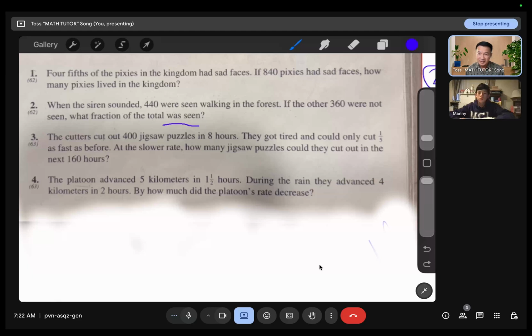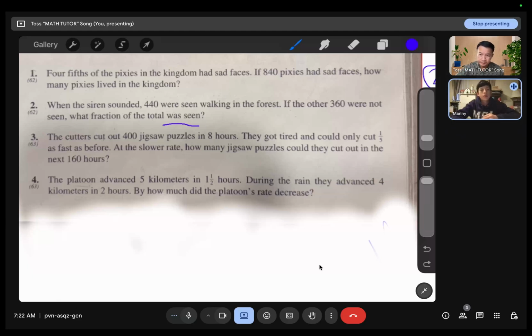What do you think? There's a rate going on for the first statement, right? And then there is a fraction going on in the second, which is not the rate, just the fraction. And then the last part of the question, now it's asking at the slower rate. Slower rate, what does that mean? How many jigsaw puzzles could they cut in the next 160 hours? What do you think?